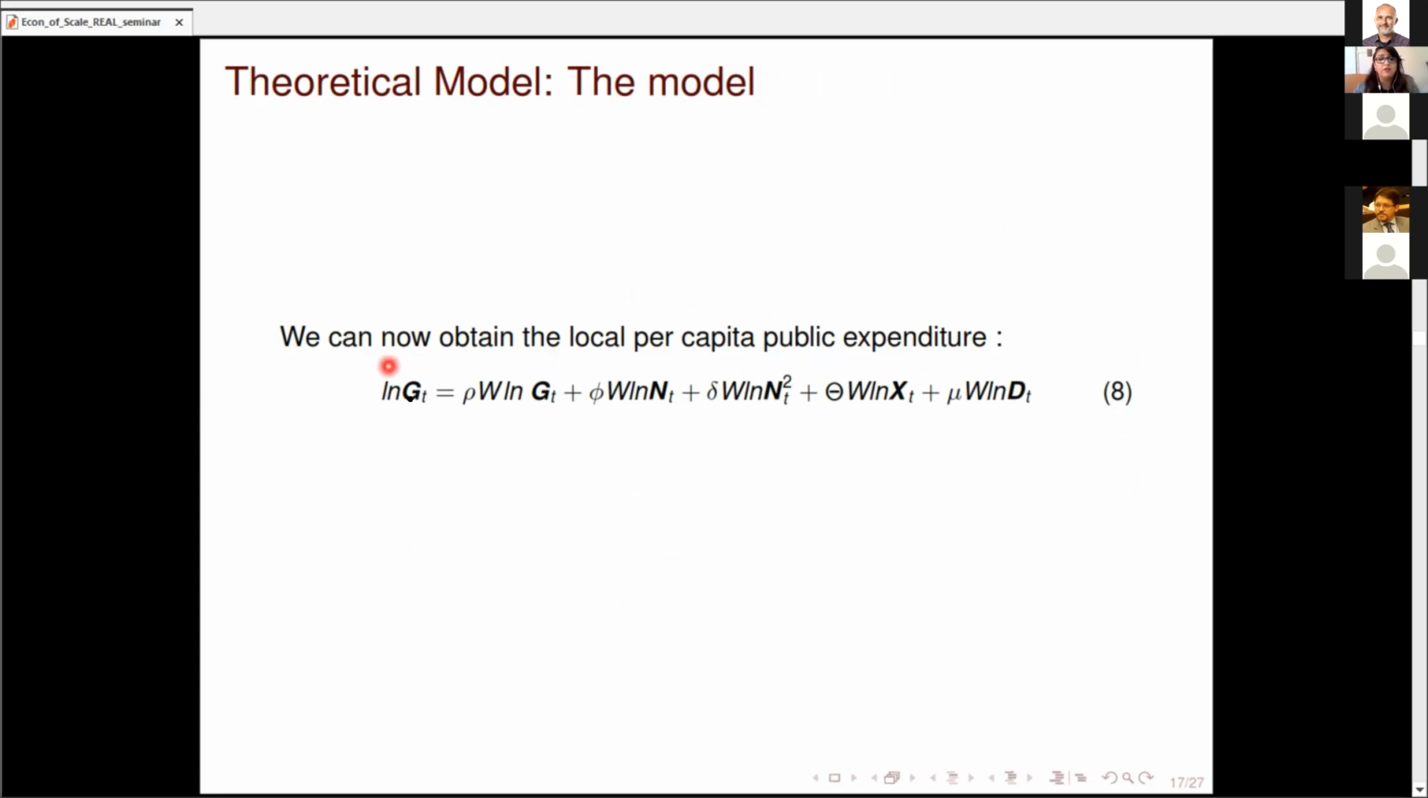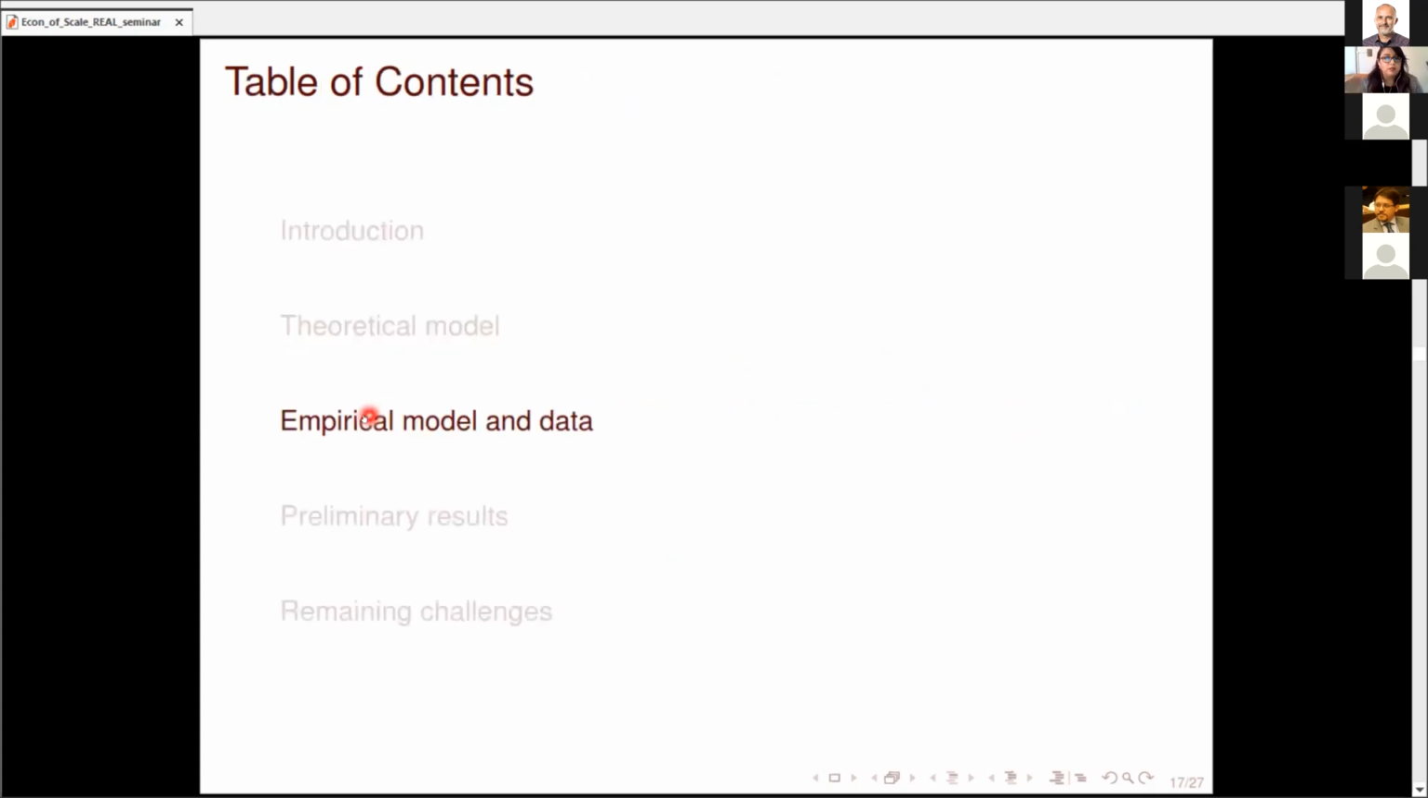Here we have that government spending depends on the spatially lagged dependent variable, and also on spatially lagged explanatory variables such as population and squared population, which are our main variables of interest, and these are the variables that will allow us to address the presence of economies of scale. And we also have a vector that represents cost factors and demand factors that affect government spending. So until now, this is the structural model that the theory gives us.